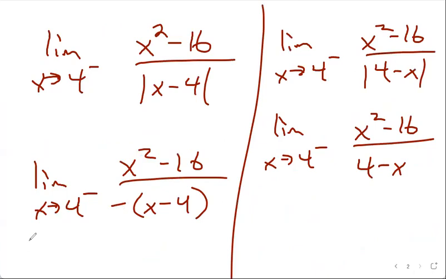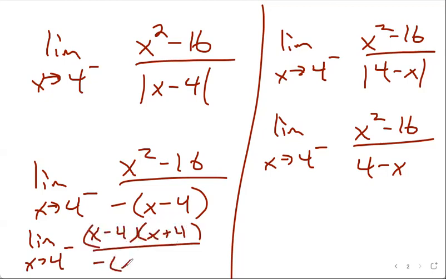Now to finish this up, limit as x approaches 4 from the negative side. The top is x minus 4 times x plus 4. The bottom is negative x minus 4. Those reduce. Plug in a 4, and you get 4 plus 4 is 8 over negative 1. So negative 8 for the answer for this one.